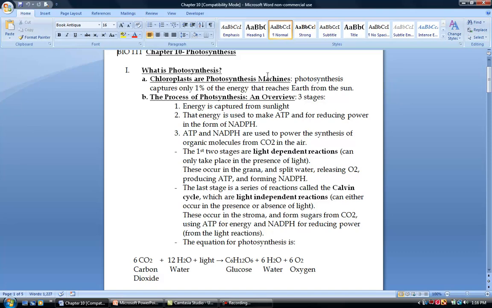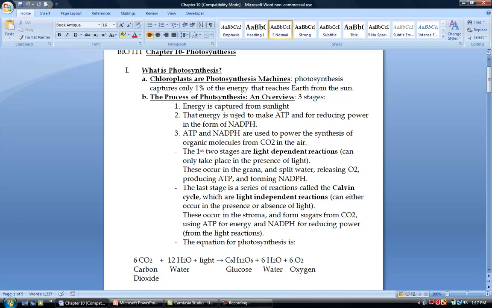So first thing is that I say that photosynthesis captures only 1% of the energy that reaches Earth from the sun. So all of that solar energy that's coming from the sun, only 1% of it gets captured. Okay, so that's not a lot, and that's why there's a lot of research going into solar power and things like that.